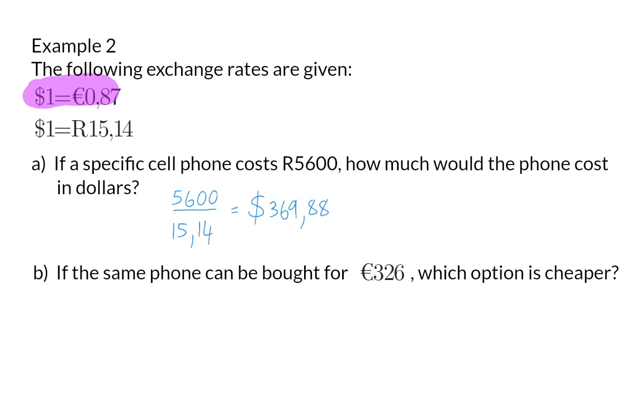In the second exchange rate, $1 is equal to 15 rand 14, and that means that the dollar is a stronger currency than the rand. We want to know how many groups of 87 cents we can form out of 326. So we divide by the 87 cents, and that will give us $374.71. And this means that the option of 5,600 rand will be the cheaper one.